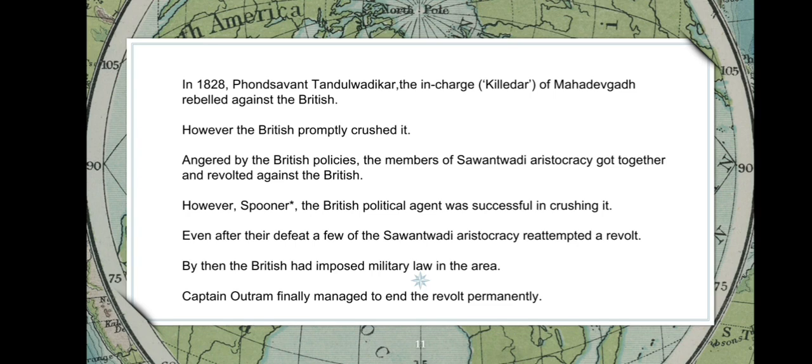Even after their defeat, a few of the Sawantwadi aristocracy re-attempted a revolt. By then, the British had imposed military law in the area. Captain Outram finally managed to end the revolt permanently.